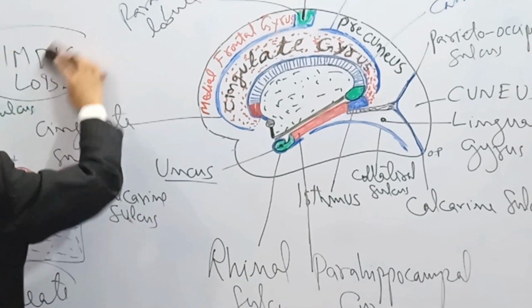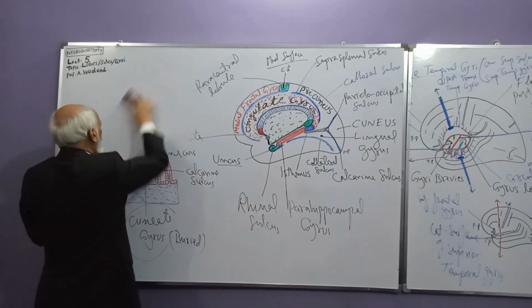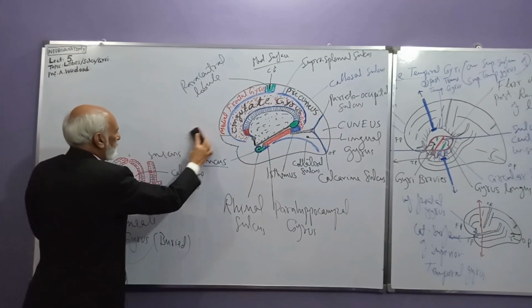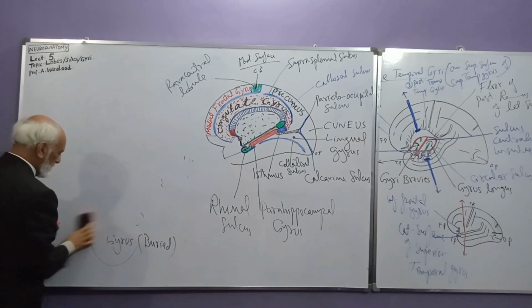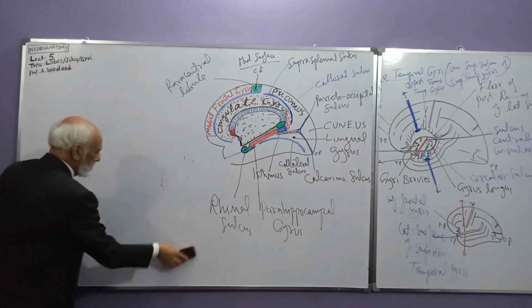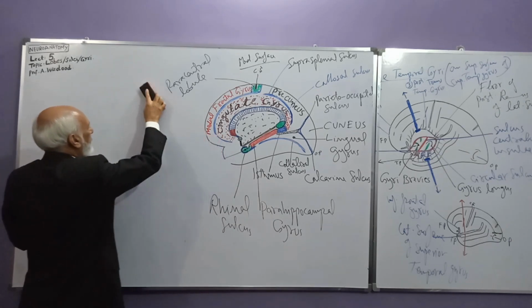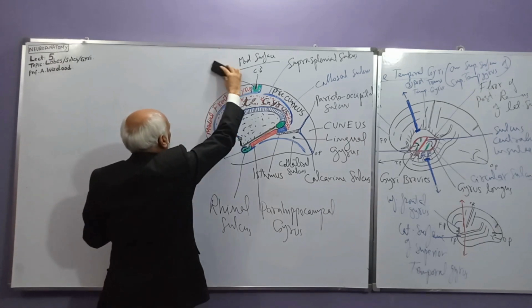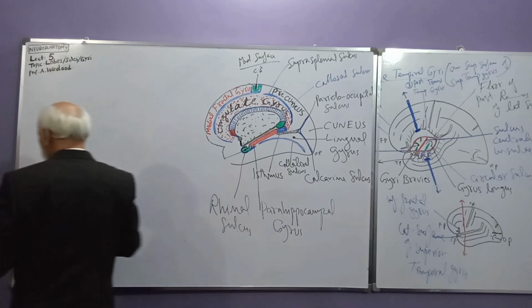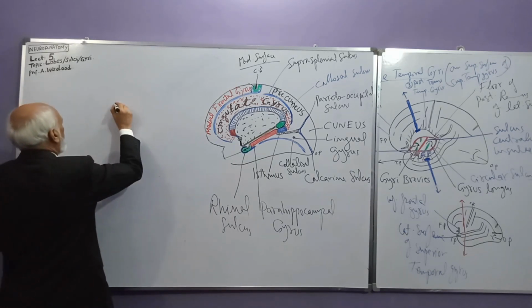Now, gyri and sulci on the inferior or basal surface of cerebral hemisphere. Now we will draw the basal surface of cerebral hemisphere.